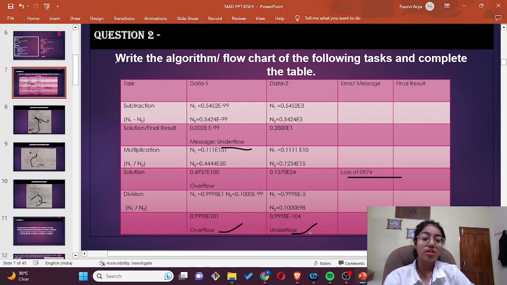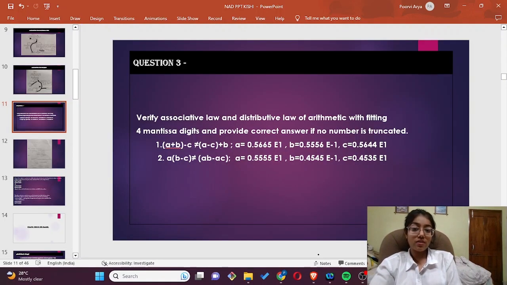So this was question number 2. In question number 3, we have to verify associative law and distributive law of arithmetic with fitting 4 mantissa digits and provide the correct answer if no number is truncated. We are given two problems, where a plus b minus c is not equal to a minus c plus b, with given values of a, b and c. We have to check whether the question suits associative law and distributive law.